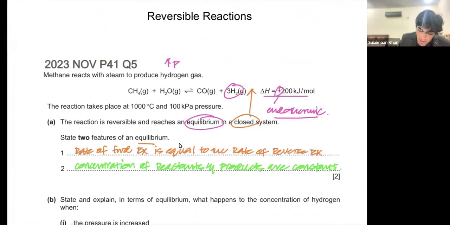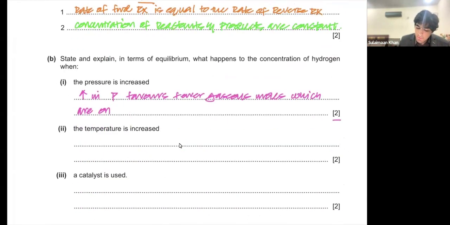Left hand side, right hand side. If you check here, you have 2 moles of gas on the left. And if you check here, you have 1, 2, 3, 4. So you have 4 moles of gas on the right. So fewer moles are on the left hand side. So I could say increase in pressure favors fewer gaseous moles, which are on the left hand side.